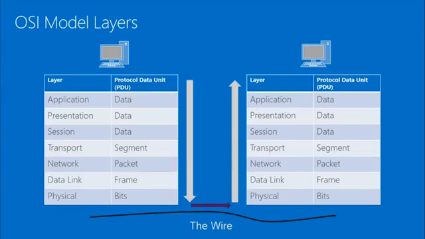Data, and then we get to segment, packet, frame, and then once we get to the physical layer, it becomes bits. It goes across the wire, that's our physical media, goes up the next one, and then basically it just gets deconstructed or reconstructed. So as the message goes down, it gets deconstructed into the appropriate layer. As it hits the other side, it gets reconstructed.